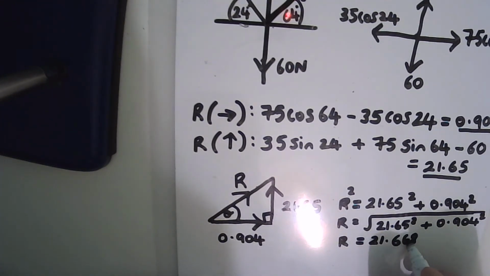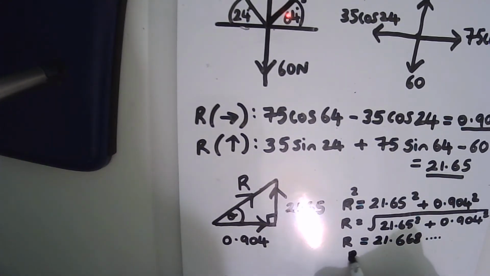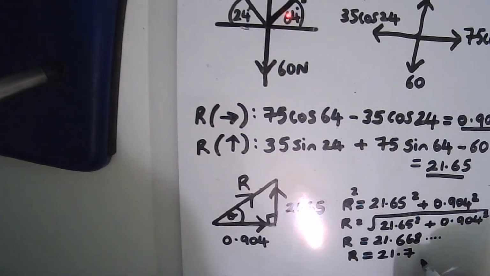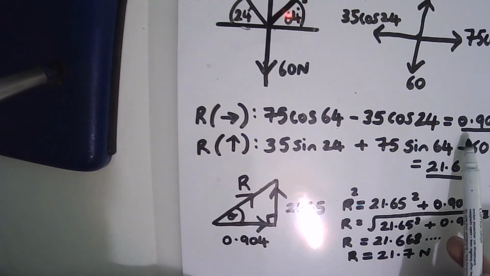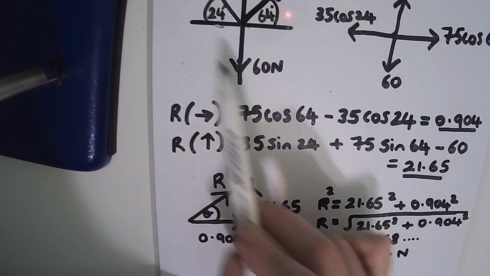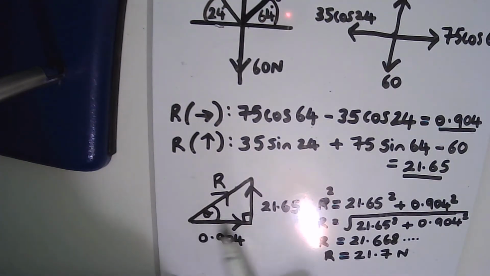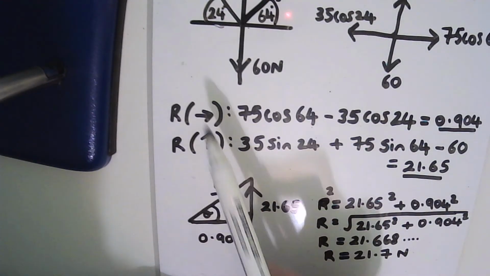21.668 and so on, and then we'll round that to 3 significant figures. It's going to be 21.7, and that's going to be the resultant force. That's going to be in newtons. Okay, so all we've done is take all the horizontal and the vertical, we could put all these forces into horizontal and vertical, and made them into the triangle. We've now found the one force that combines all these here.